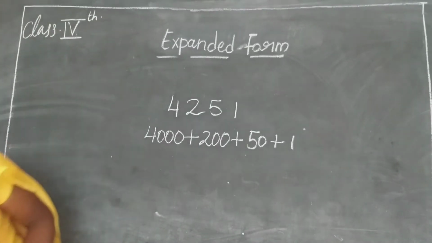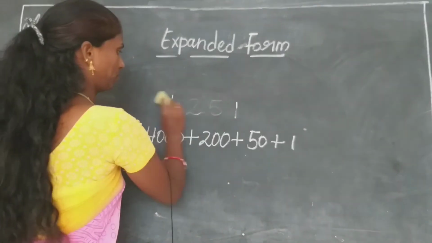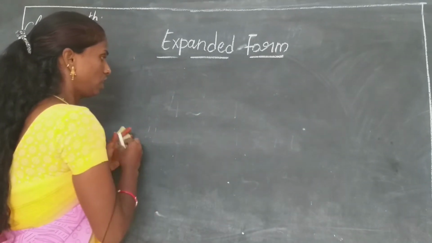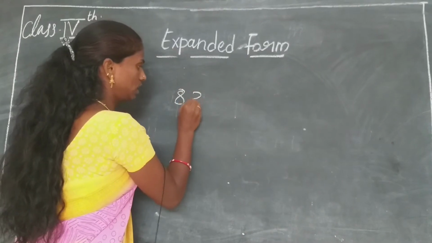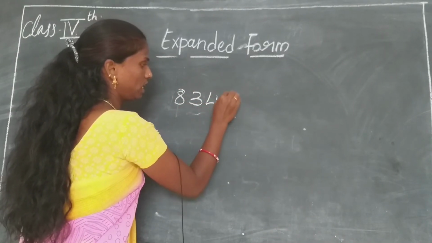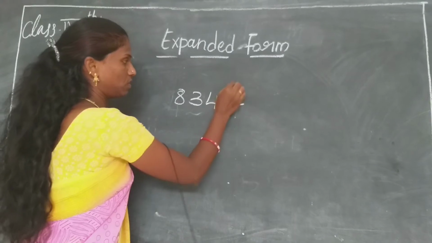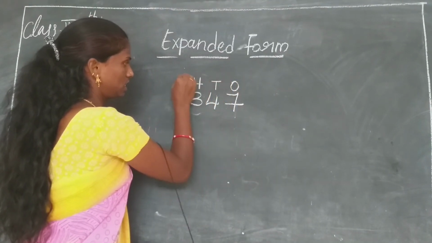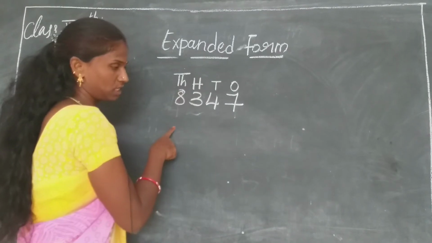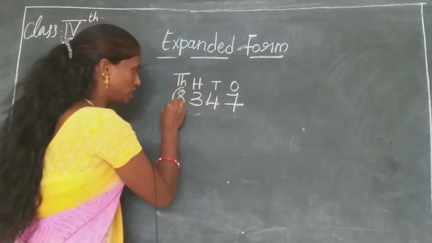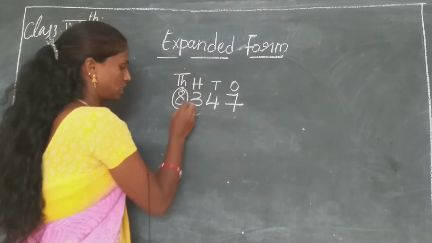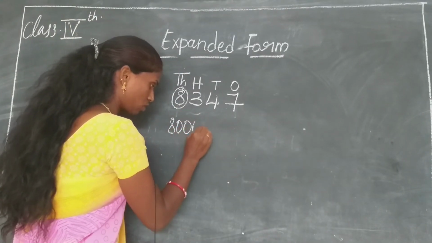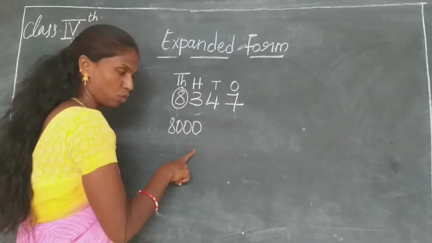Shall I take some more examples? Now 8347. So we will arrange the place values: ones, tens, hundreds, thousands. How to expand these? Now let us see. 8 is in which place? Thousands place. Just now we saw that 8 means 8000. We have to write 8000.